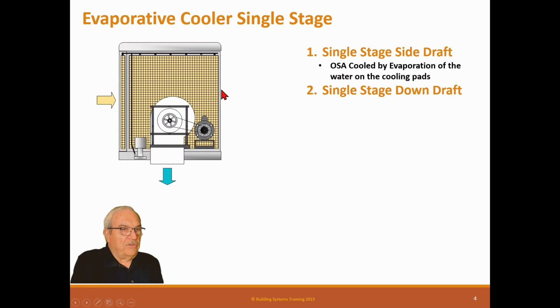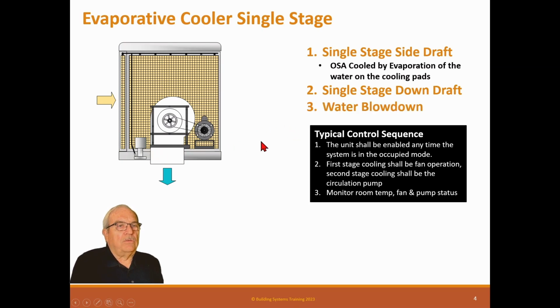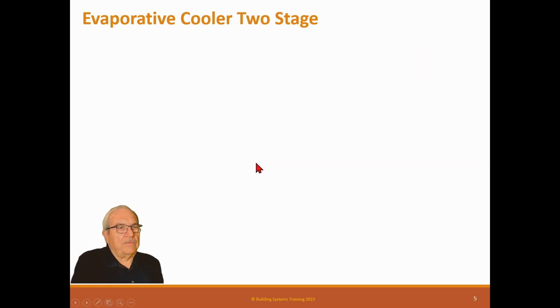Single stage downdraft, same thing, except it goes down. The thing about this is that you have a lot more pad area than the other one. You need a water blow down, which I just talked about. Typical control sequence: the unit should be enabled anytime the system is in the occupied mode on a commercial building. First stage cooling should be the fan operation. The second stage cooling should be the circulation pump. Monitor the room temperature, fan, and pump station status. And that's a standard evap cooler.